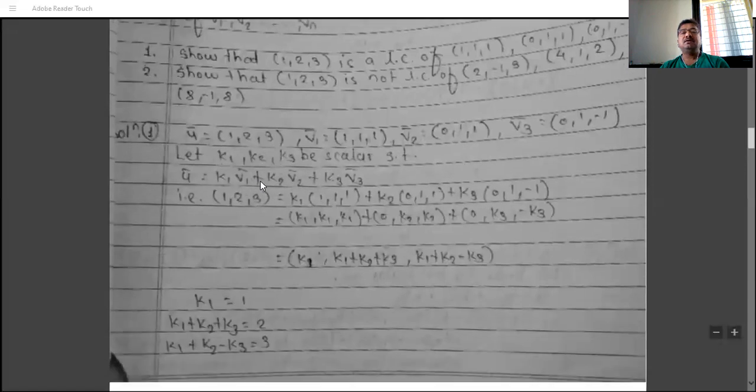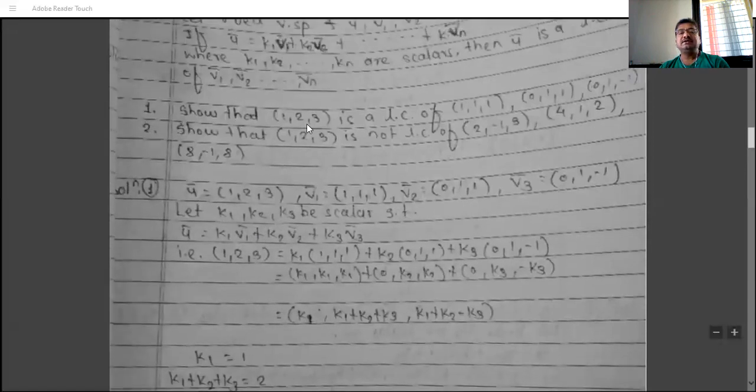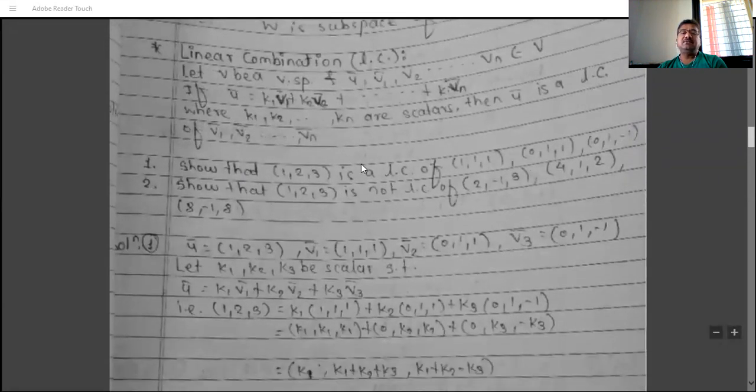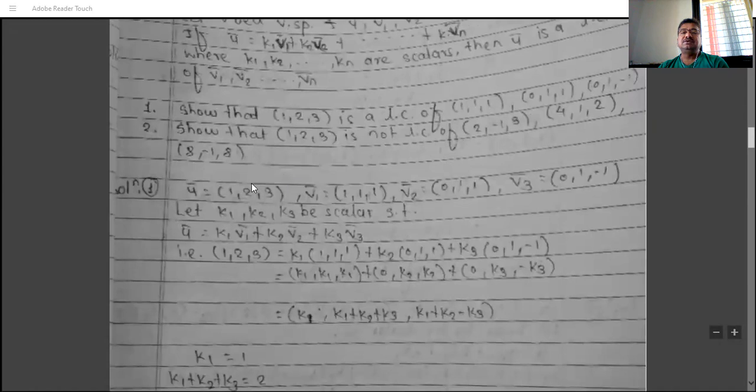Okay. So there are two types of questions. Suppose u = (1, 2, 3) is a linear combination of (1, 1, 1), (0, 1, 1) and (0, 0, -1). And the second one is again (1, 2, 3) is not a linear combination of these three vectors. So, two types of problems. We denote (1, 2, 3) as u, and the three vectors as v1, v2 and v3.